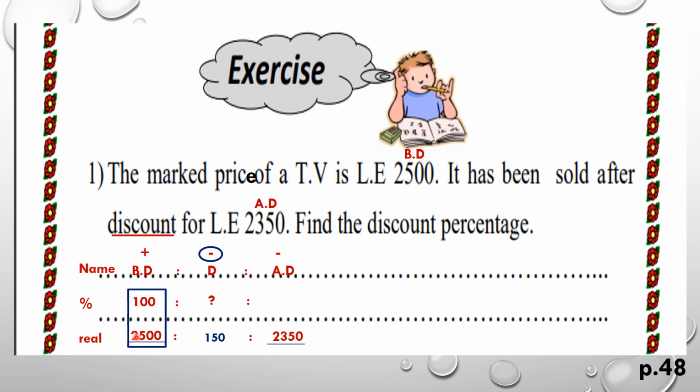Now we have a completed column, and here is our completed cross. We can find the discount percentage. Discount percentage equals 150 times 100 over 2500 equals 6%.